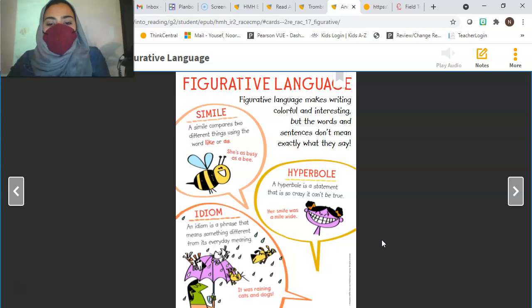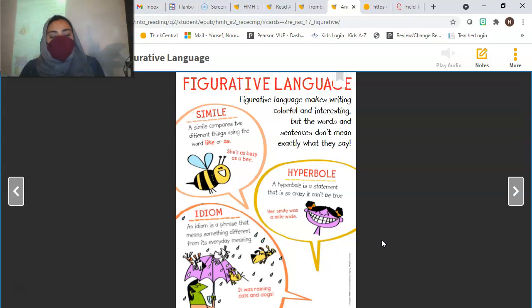We also have hyperbole. Everyone say hyperbole. A hyperbole is a statement that is so crazy it can't be true. Her smile was as wide as a mile. Can your smile really be as wide as a mile? No. So it's not a simile, because it's not a true comparison. It's more of something impossible. It's more of a hyperbole. But I know why you can get confused. That does make sense.